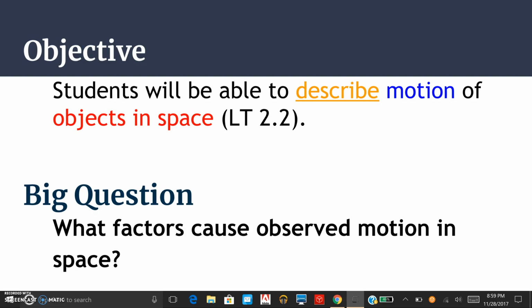Hello students, today we want to take our knowledge of gravity and talk about why gravity explains the motions that we see in space. Asking ourselves the big question, what factors cause observed motion in space?